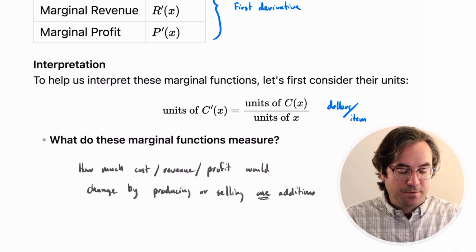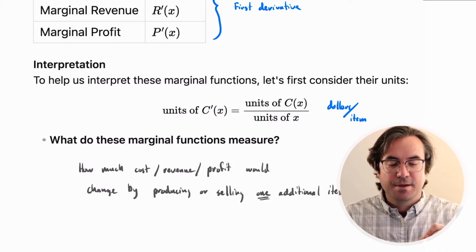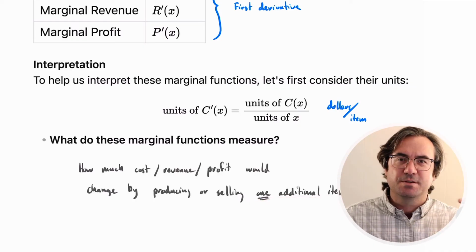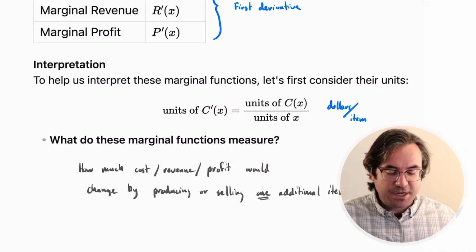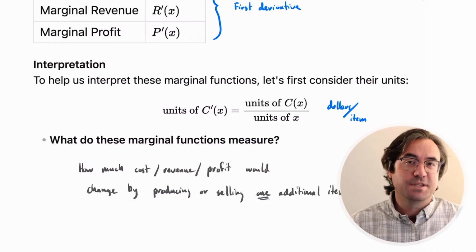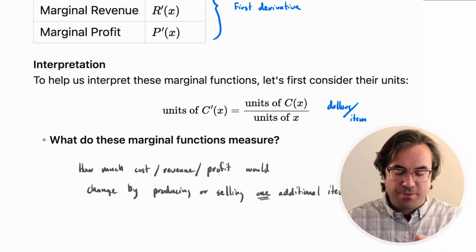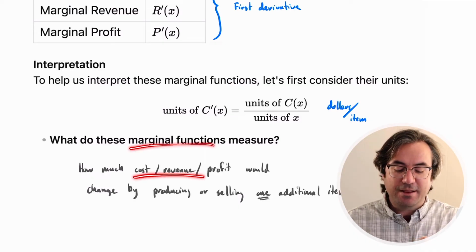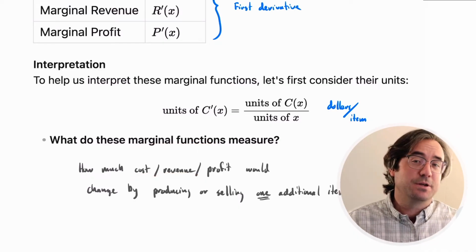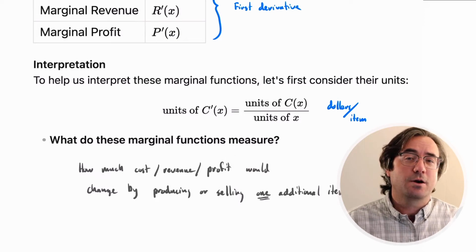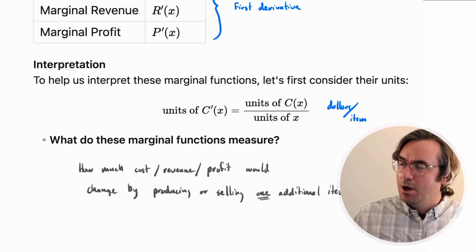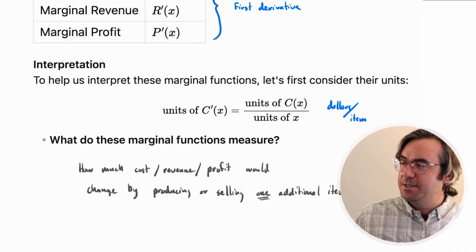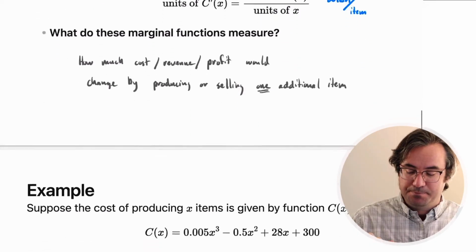So this is where that word marginal comes in. They're telling us what's going to happen next, basically. So if we were to increase our production or sales by one additional item, these marginal functions are giving us a way to predict what would happen to our cost, revenue, or profit, how much those functions might change. All right, so let's actually try an example.